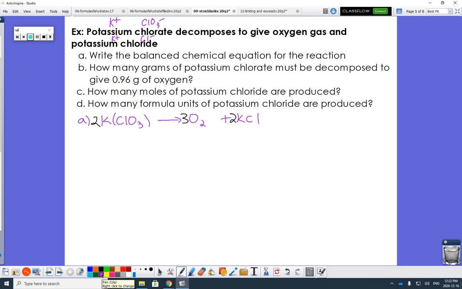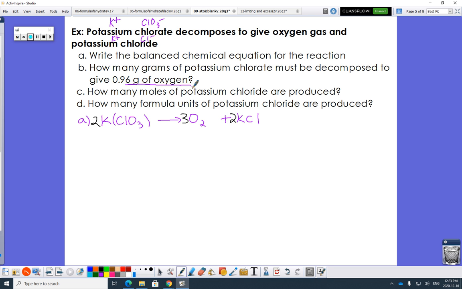Okay? So now, how many grams of potassium chlorate must be decomposed to give 0.96 grams of oxygen? So in the previous example we did with the number of moles, we went both ways. This question's just asking us to change between oxygen and potassium chlorate. So sometimes students are like, how do I know that I have to do stoichiometry? Because it doesn't say that, right? So this is oxygen. So what I would do is write down what you're given.